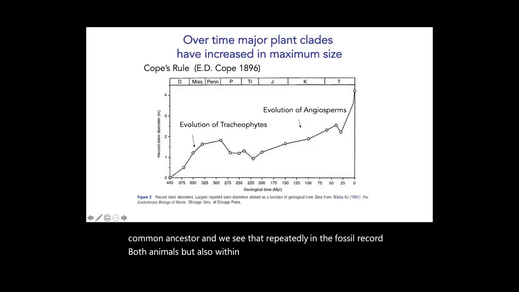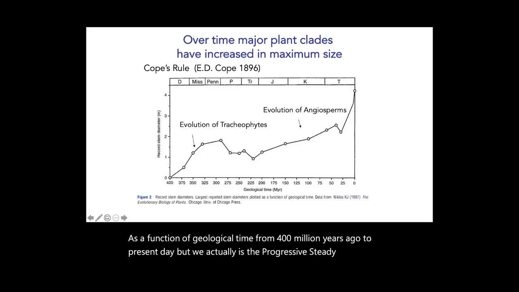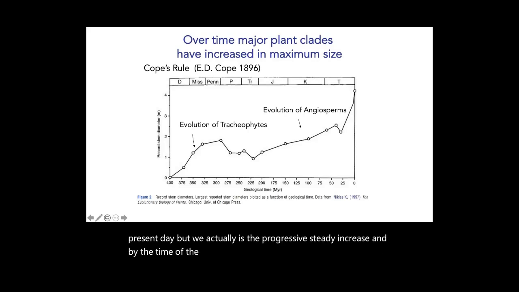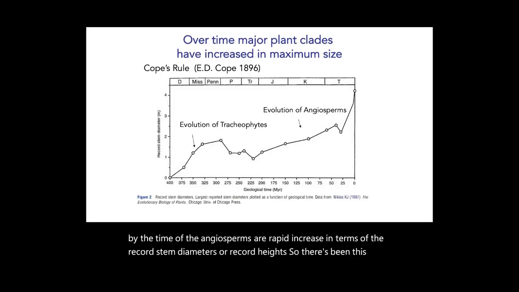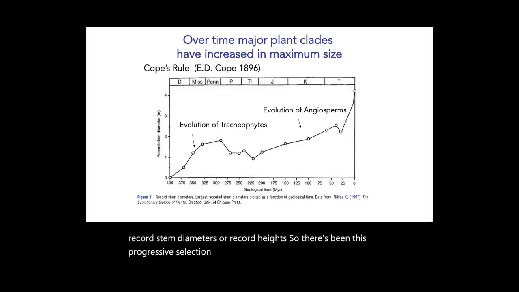And so if we plot the record stem diameter as a function of geological time from 400 million years ago to present day, what we actually see is a progressive steady increase, and by the time of the angiosperms, a rapid increase in record stem diameters and record heights. Okay, so there's been this progressive selection in certain environments for taller and taller and bigger individuals.